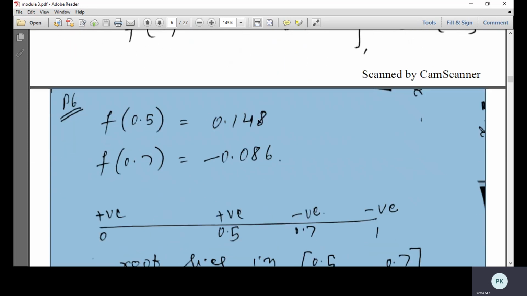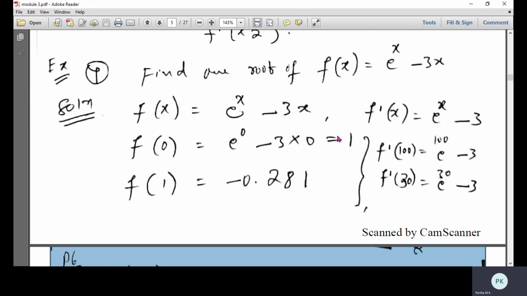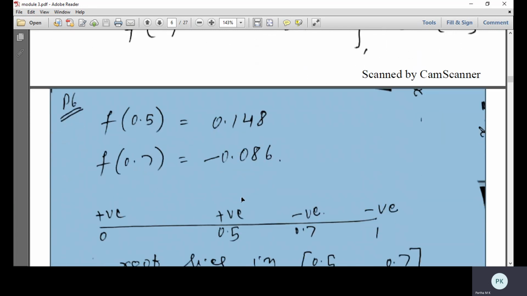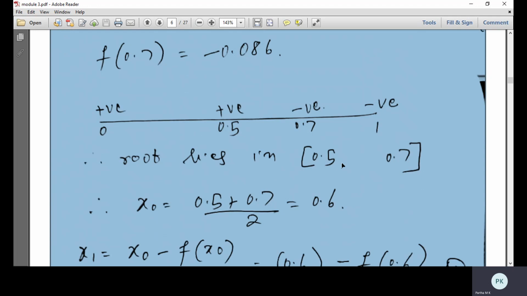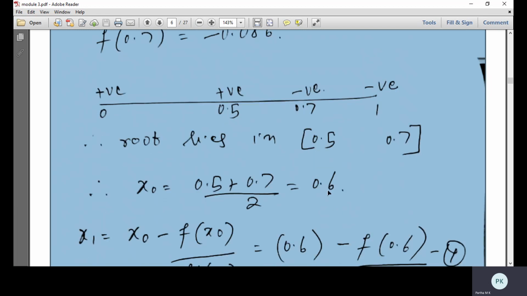So f of 0.5 is positive, f of 0.7 is negative. Let us write all the values: for 0 positive, for 1 negative. Similarly for 0.5 positive, for 0.7 negative. Write a line and label all the values. Now observe, this is the smallest interval, 0.5 to 0.7. Now, what is x0? X0 is 0.5 plus 0.7 divided by 2, that is 0.6. X0 is 0.6.